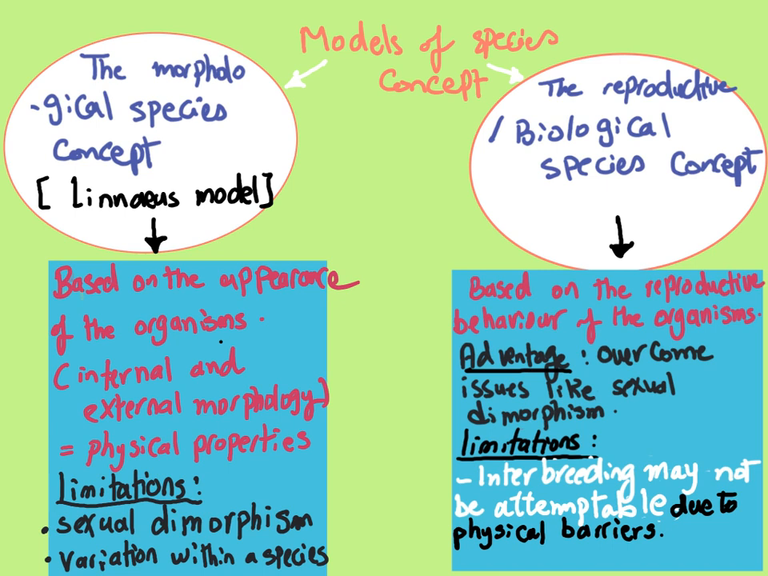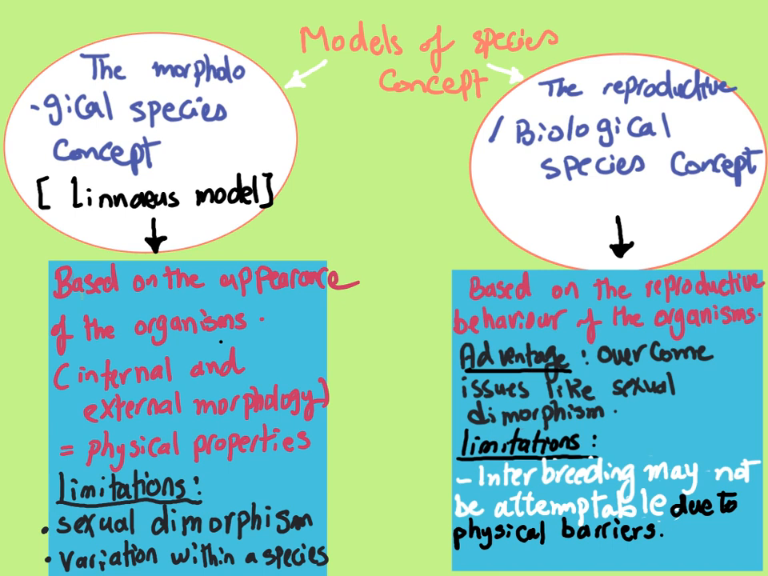After Linnaeus put his model, of course, 500 years after Linnaeus, people were able to know more details about the structure of the cell and the DNA and the relation between living organisms based on their DNA structures. So there were many limitations to the Linnaeus model.